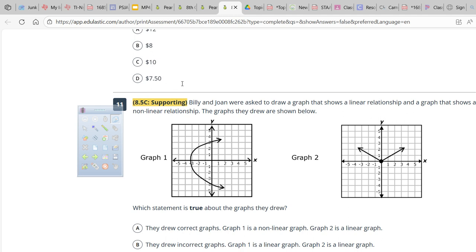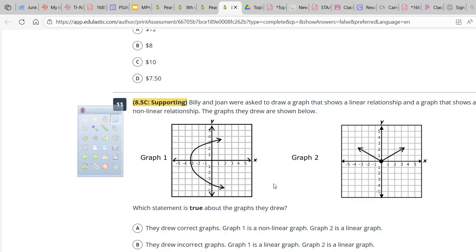Okay, Billy and John were asked to draw a graph that shows a linear relationship and a graph that shows a nonlinear relationship. Here are the graphs they drew. Nonlinear because it's not linear, it's curved. Linear this way and linear that way. I don't like that it has a little curve, that check mark, that corner. Not a good thing. So did they draw correct graphs? Graph 1 is nonlinear.